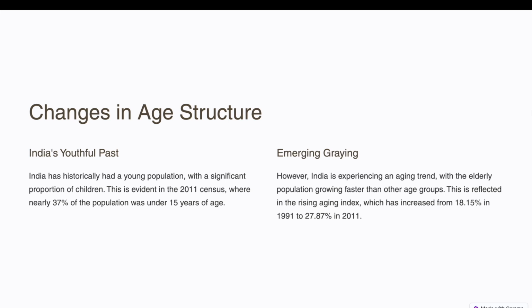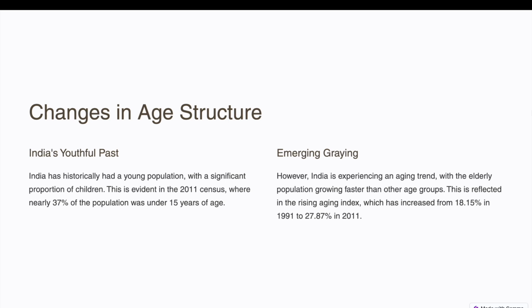It's estimated that it may take another 60 to 70 years for India to achieve a stationary population. The National Population Policy 2000 set 2045 as the target year for population stabilization, but it remains uncertain if this goal will be achieved.